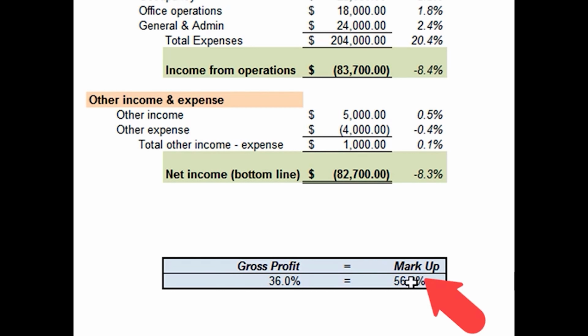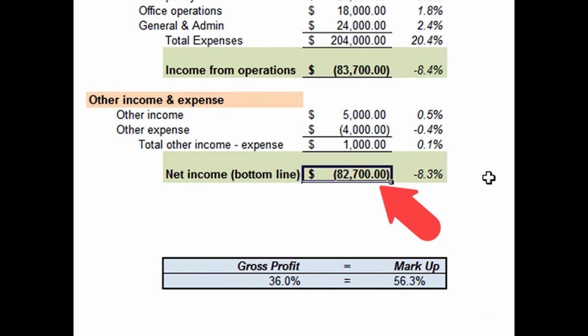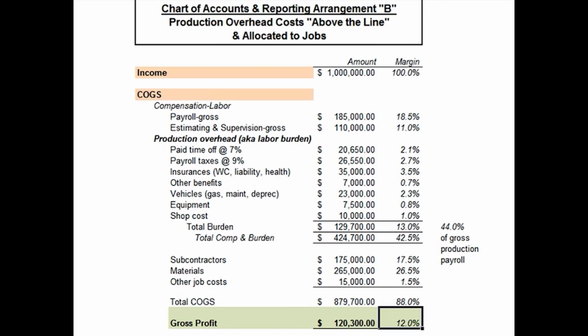This seems pretty reasonable on the surface as we look at it, and yet we look at our bottom line and we've got a loss going on. This is not what we're shooting for. Not a good thing. Let's go look at another viewpoint, another way of arranging our chart of accounts in QuickBooks.